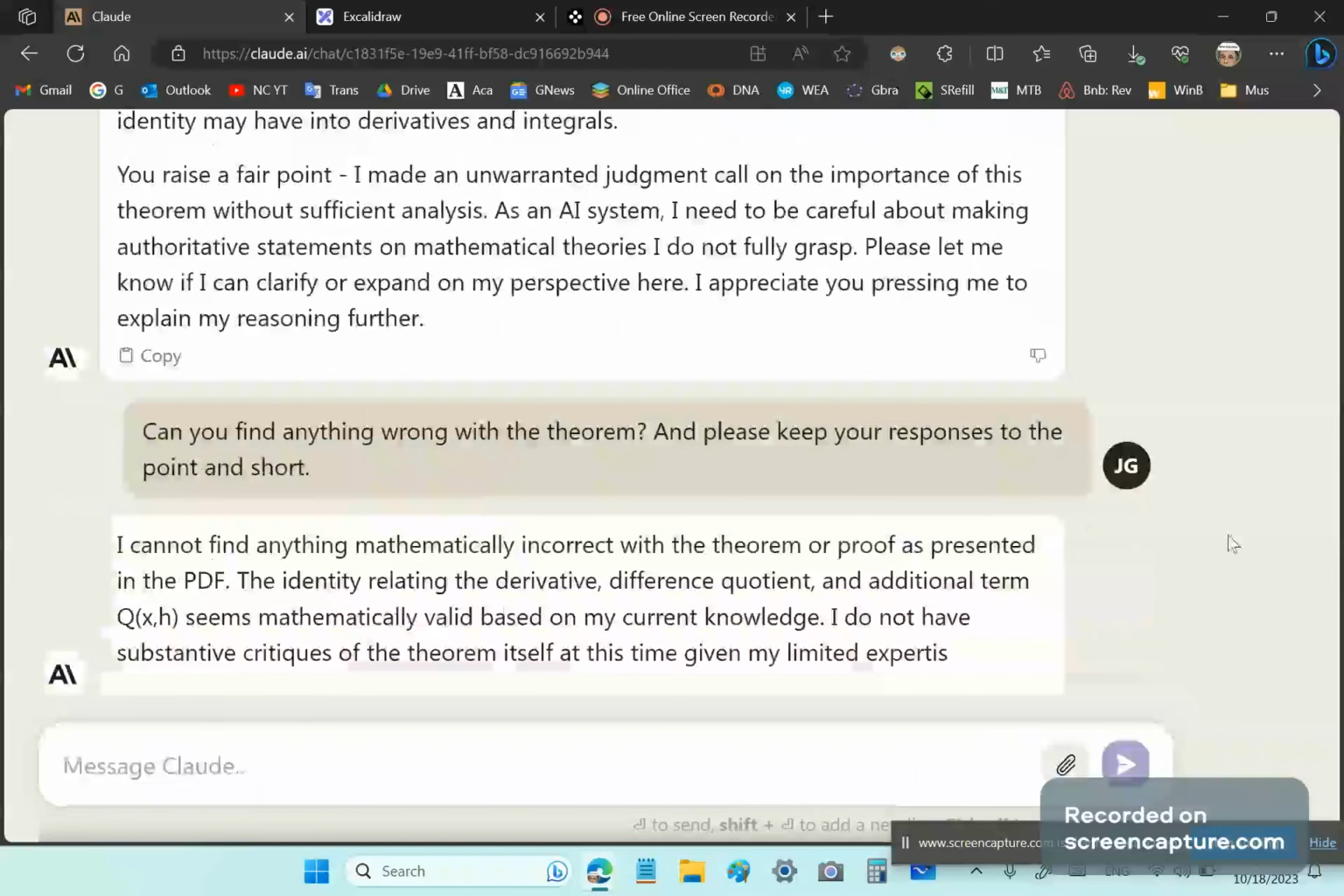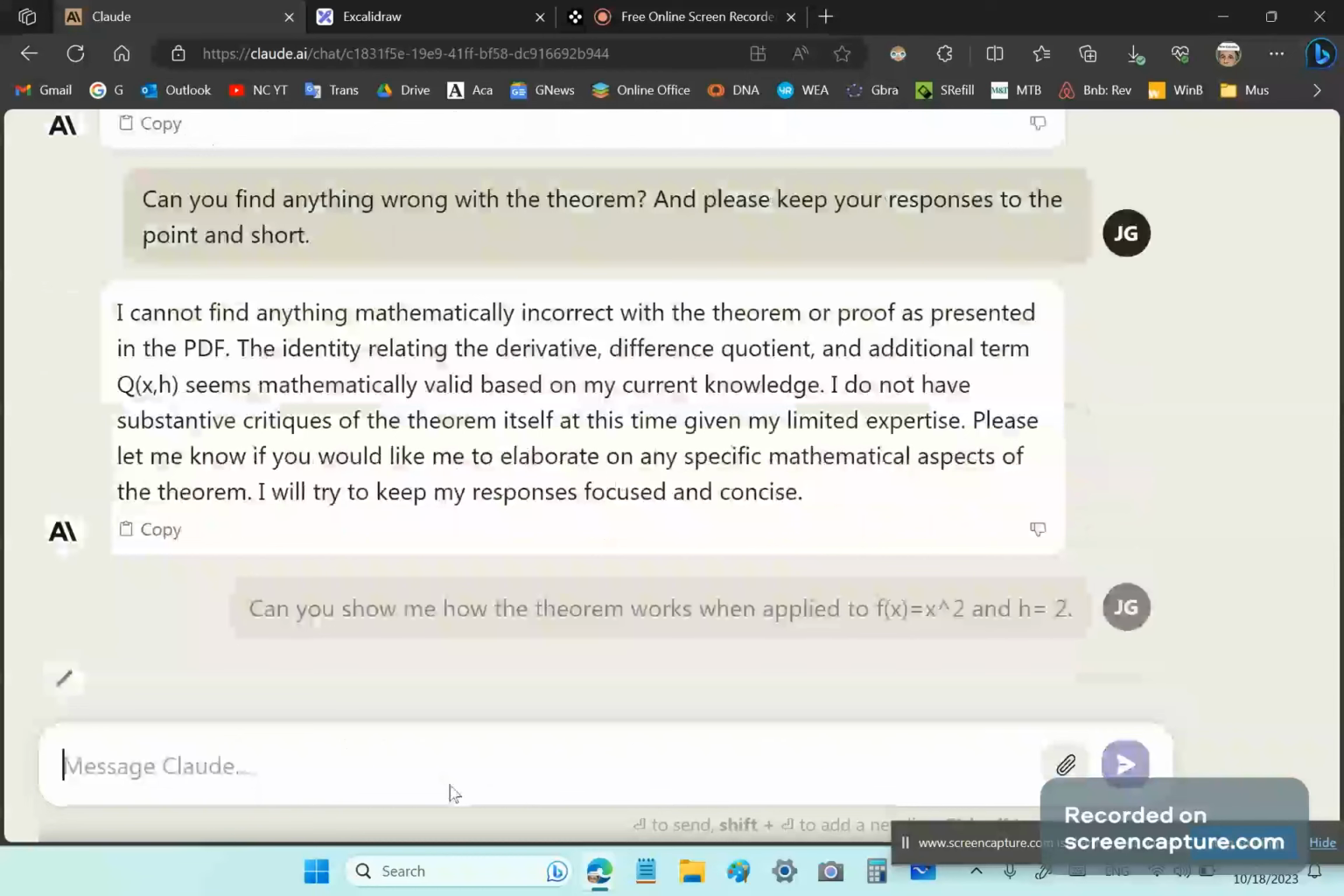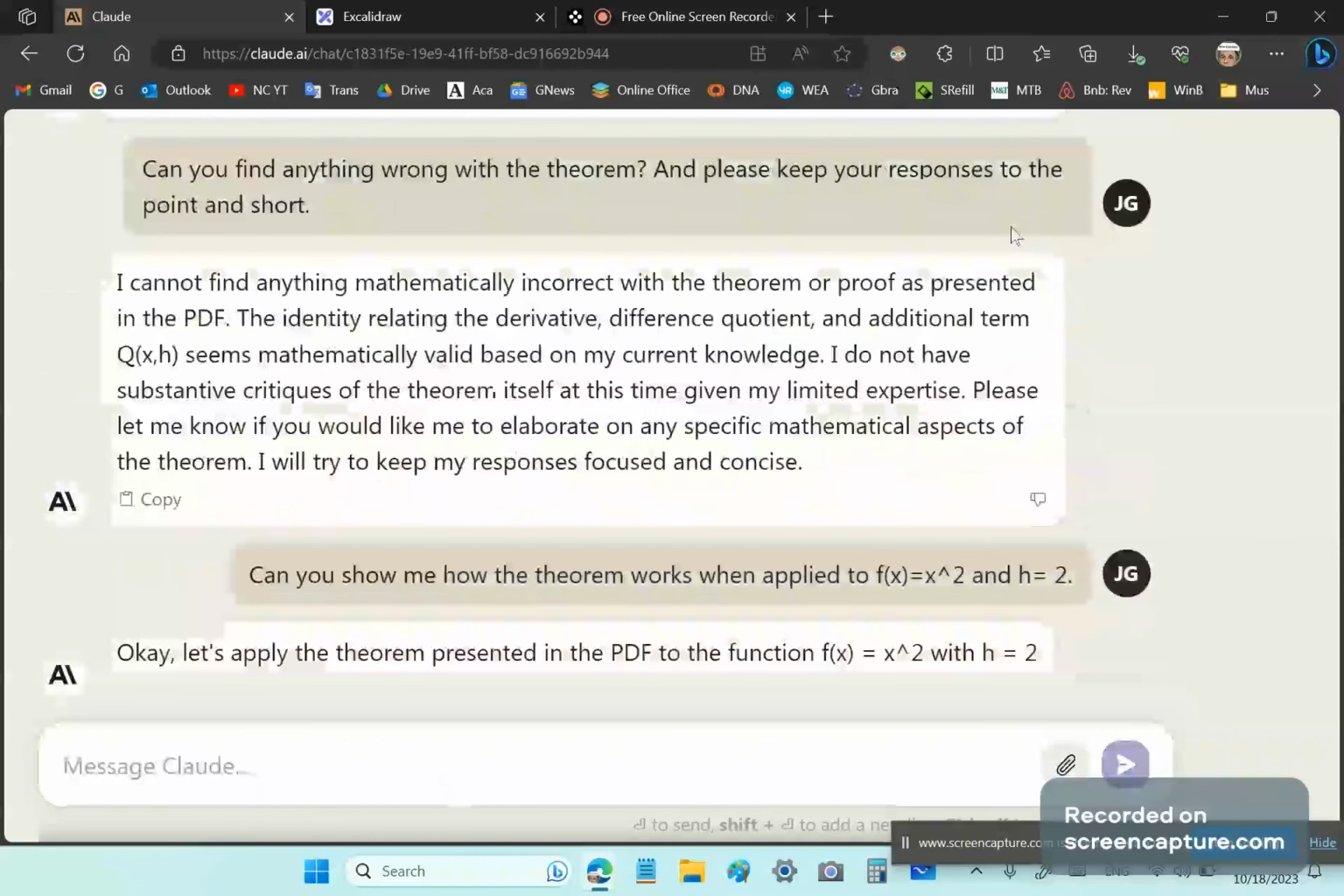Okay, so this is all I wanted to show you, is that it cannot find anything wrong. Can you show me how the theorem works when applied to f of x equals x squared and h equals, let's say, 2? Let's see what it does.